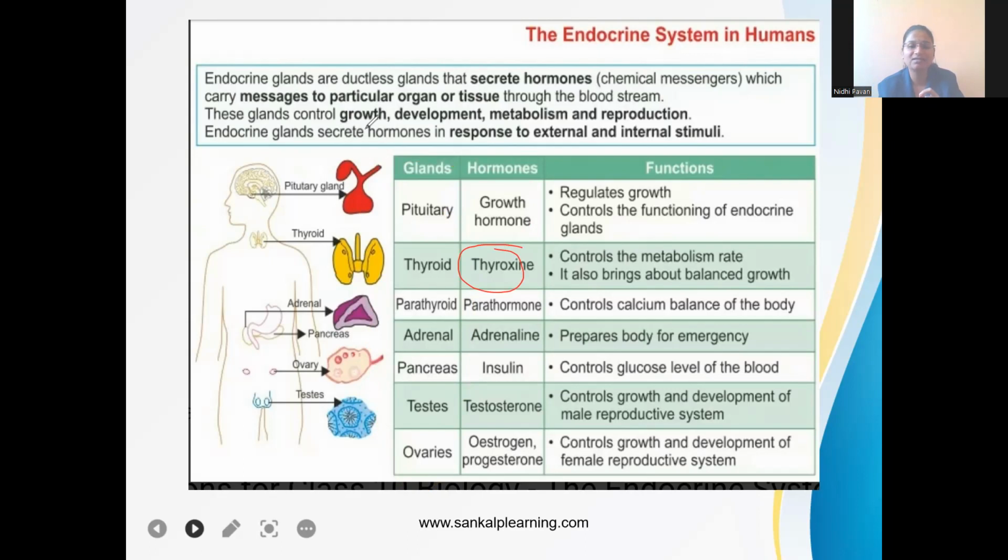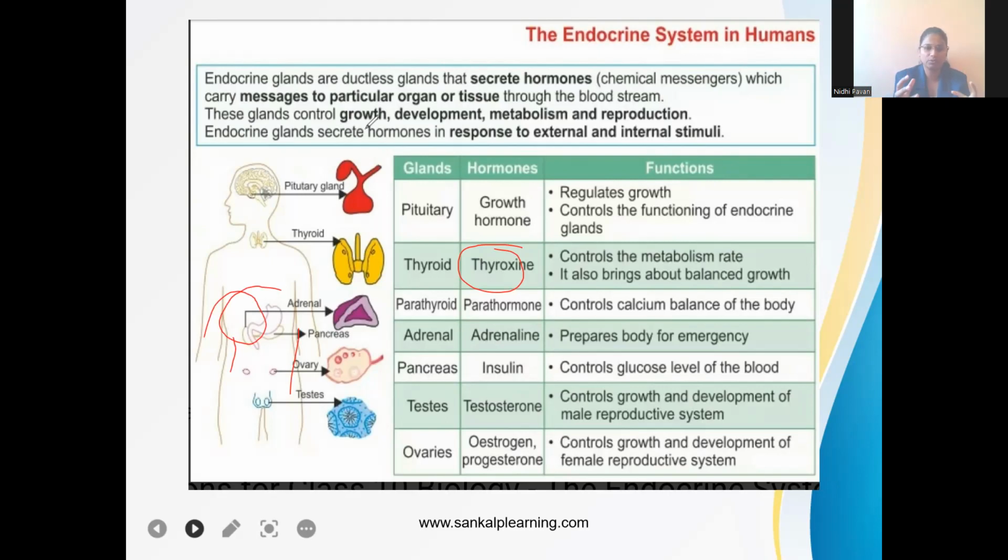The next one is the parathyroid gland, which releases a hormone called parathormone. It controls calcium balance in our body. Calcium balance should be good in our body, which is controlled by parathyroid hormone. The next one is the adrenal gland. As you can see, the adrenal gland will be here. It prepares the body for emergency. If you hear some shocking news, it will not allow your body to experience shock, and it allows us to resist the shock.